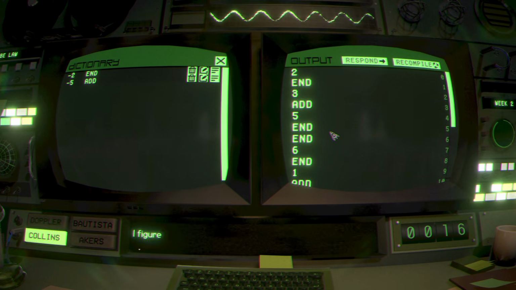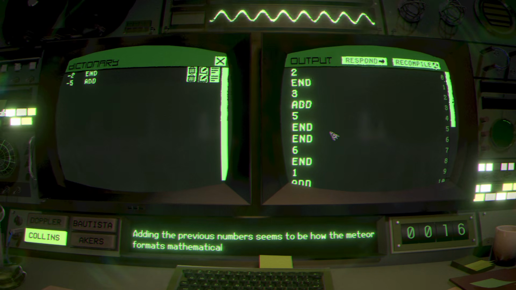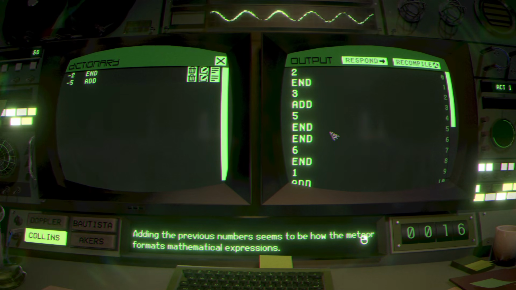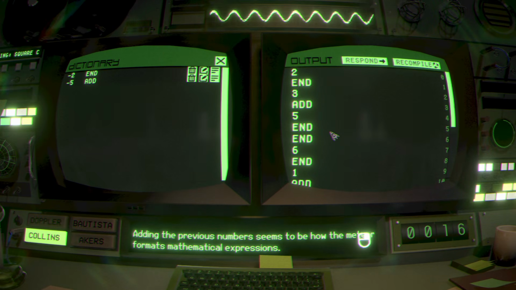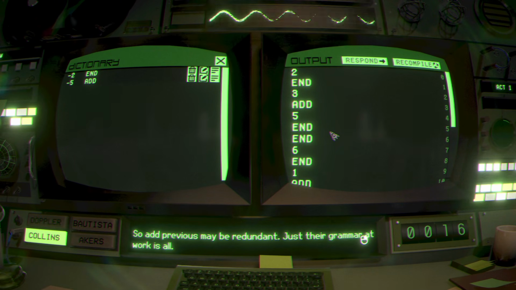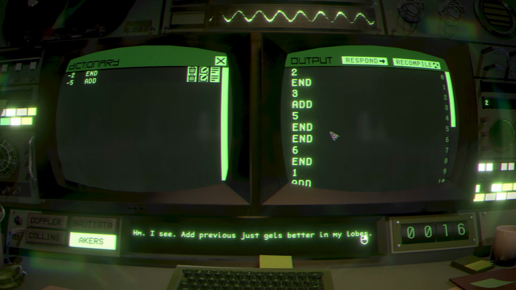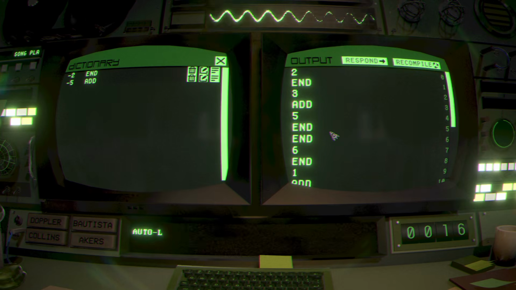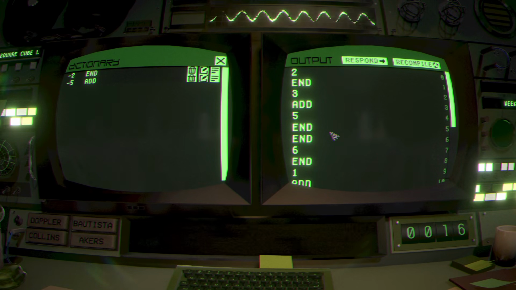Collins, what do you figure? I figure add works just fine. Adding the previous numbers seems to be how the meteor formats mathematical expressions. So add previous may be redundant, just their grammar at work is all. I see. And add previous just gels better in my lobes. Okay. I guess, yeah, add previous would work.